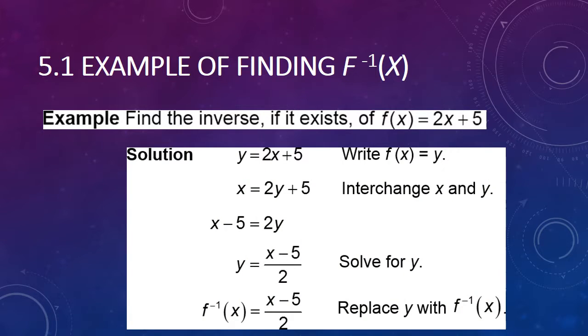So we have y equals 2x plus 5, then we switch the x and y, and we solve for y. Subtract 5 from both sides and divide by 2, and then finally replace the letter y with the f inverse of x symbol.